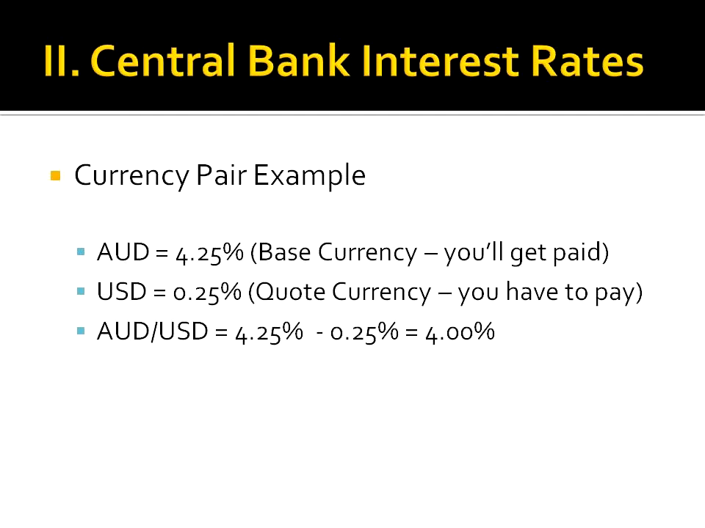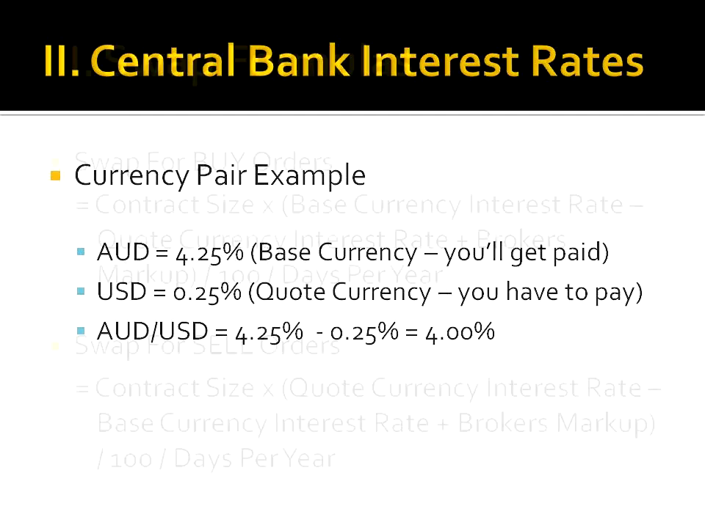If you were selling the Australian dollar, US dollar currency pair, you would have to pay 4.25%, but then you get paid 0.25%, which means you would owe at the end of that transaction.